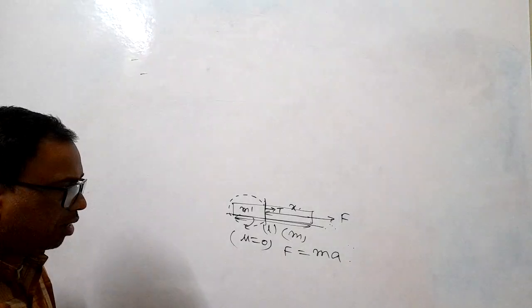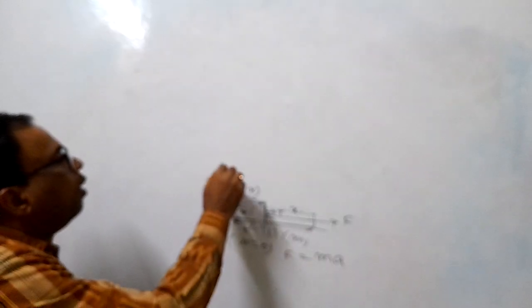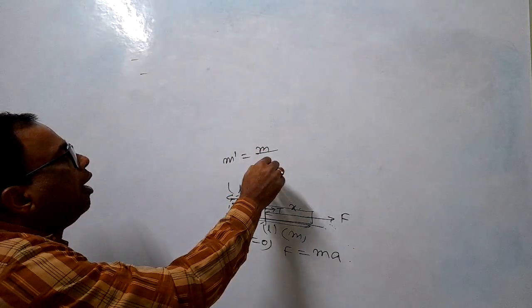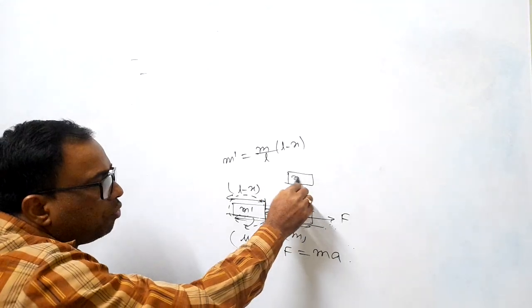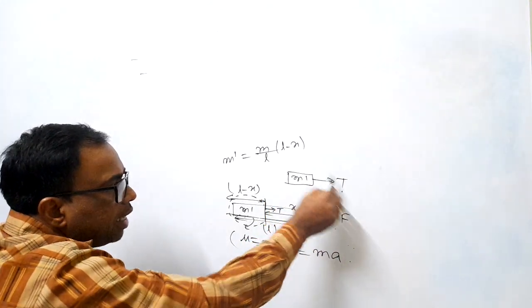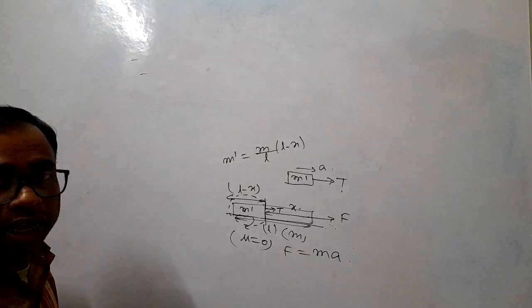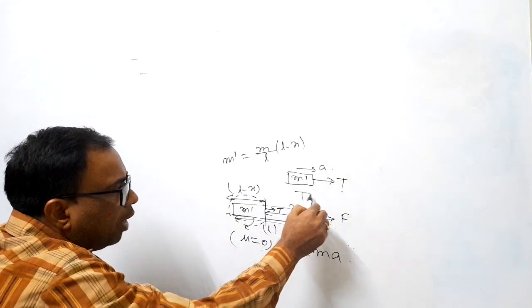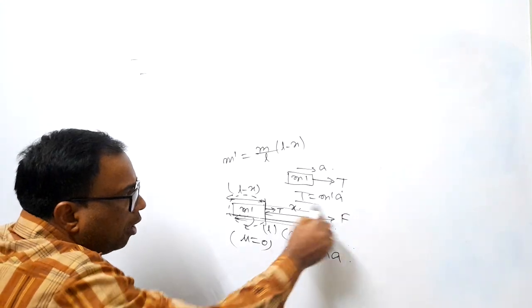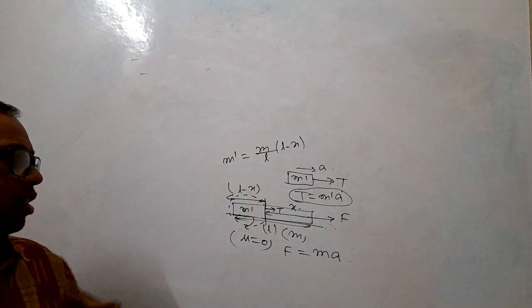Find this mass m dash. The length of this part is L minus x. So m dash should be m by L into L minus x. Now find the free body diagram of m dash. The tension is the main cause of the acceleration a. So T equals m dash a.